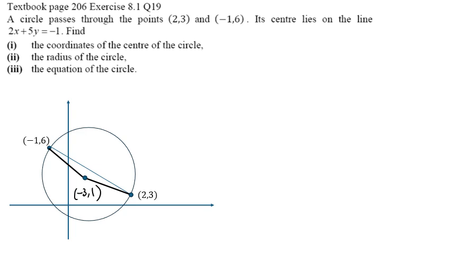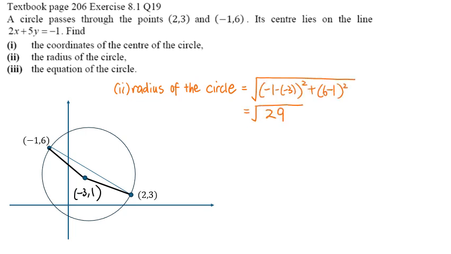We are given 2 points, (-1, 6) and (2, 3), on the circle. I've just drawn the diagram for you. This is the radius of the circle, and this is also another radius of the circle. So you can either use the distance from (-1, 6) to the center to find the radius, or you can use this other point. You will get the same value.